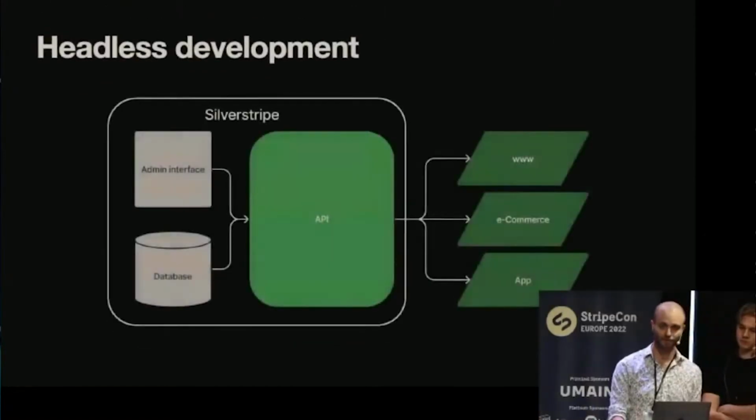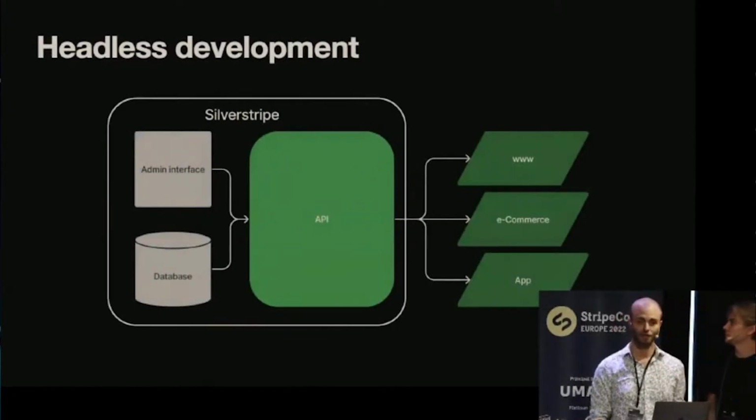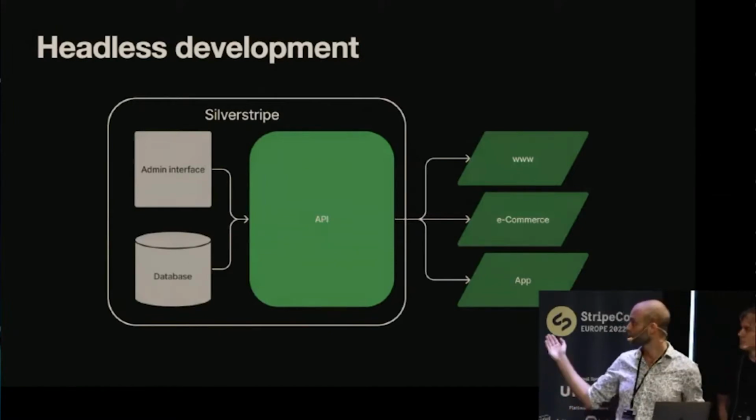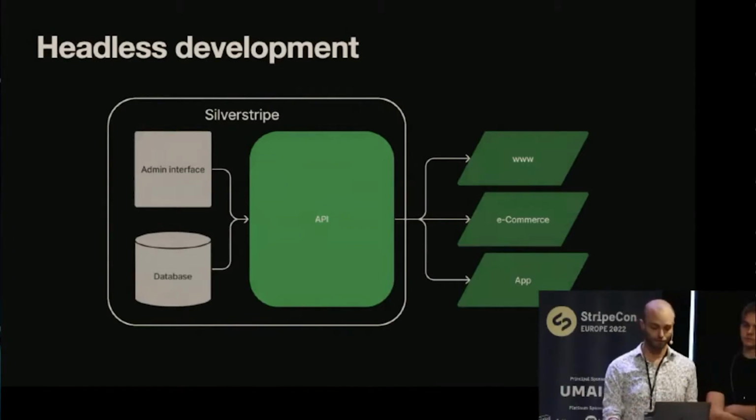Headless development, I'm sure you guys know already, but it's pretty much just having a decoupled front-end and back-end with communication going all through APIs. So, for instance, you could have an app and a website, and they all speak to the backend in the same way. And the neat thing about Stripe is that it offers us a good way to just set up the backend. We have a nice admin interface, data modeling, and a lot of different systems that you all know and love.